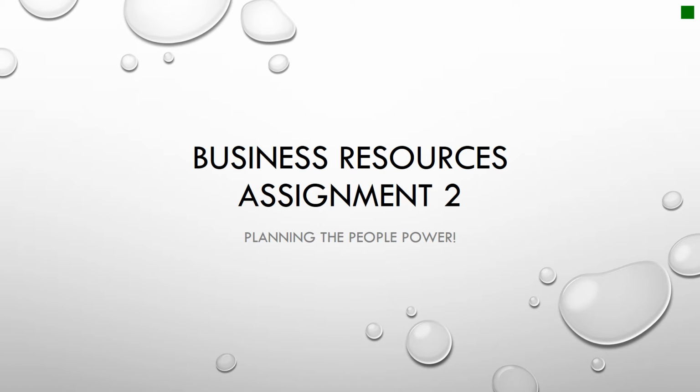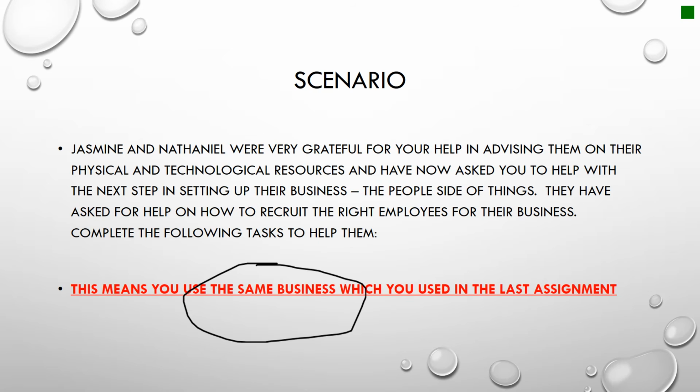Business resources assignment 2, planning the people power. Okay, so this assignment follows on from the last assignment. That means you basically have to pick one of the businesses that you picked in the last assignment. So whether that was the hotel, the sports shoe shop, or the restaurant, you have to pick it.